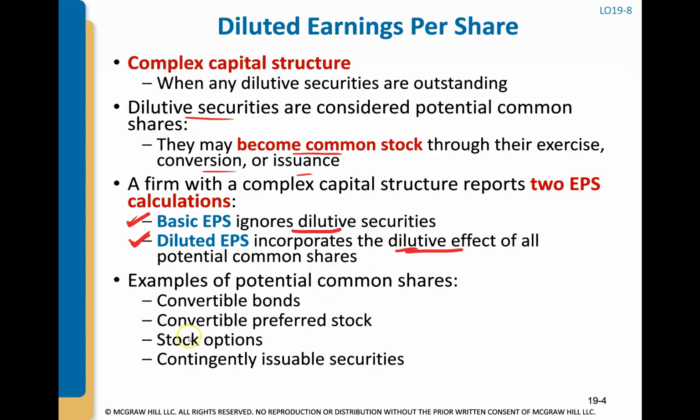And again, examples of potential common shares that could be issued in the future are convertible bonds, convertible preferred stock, so that's preferred stock that has a feature that it could be converted into common stock, stock options, and other contingently issuable securities. So there's just lots of different ones. We're not going to even focus on this one in the videos.